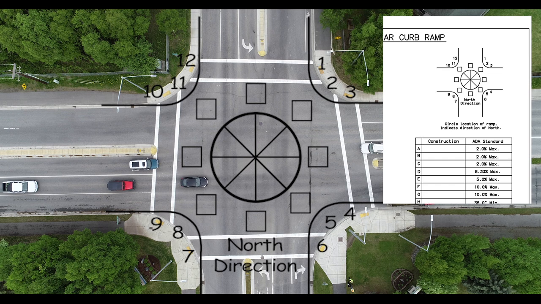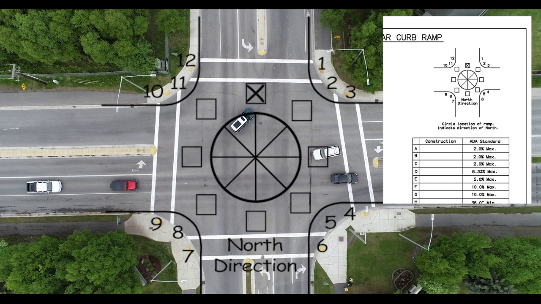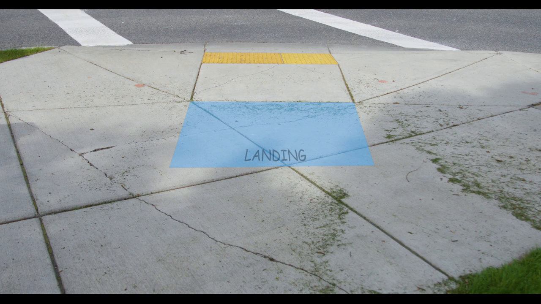Indicate on your data sheet which direction is north and circle the location of the ramp on the diagram in the upper right-hand corner. Next, locate the landing. This is a flat resting area. On a perpendicular curb ramp, it is usually found at the top of the ramp.